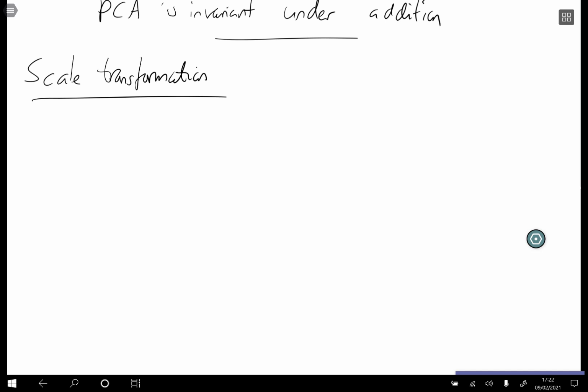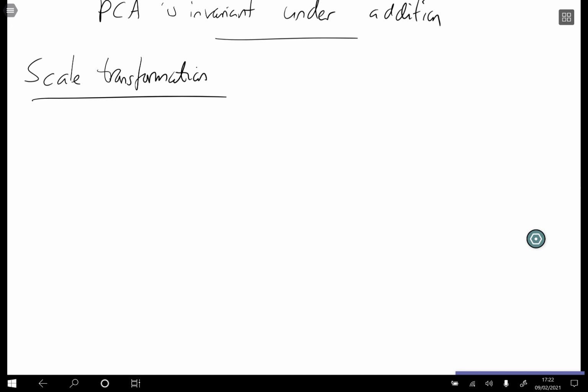So the next kind of transformation we're going to consider is scaling each variable. Let's suppose some component of x is a distance. Now we could measure the distance in meters, or in feet, or yards, or miles, or kilometers. And the question is, does that change the principal component analysis at all?